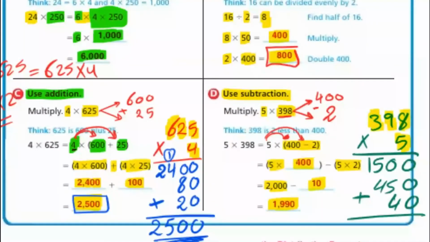And let's add. 0 plus 0 plus 0 equals 0. 0 plus 5 plus 4 equals 9. 5 plus 4 equals 9. And 1, put it as the same. So our answer, as you see here, 1990, like that.